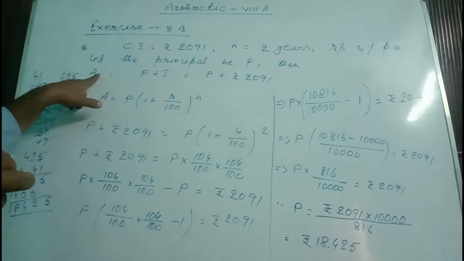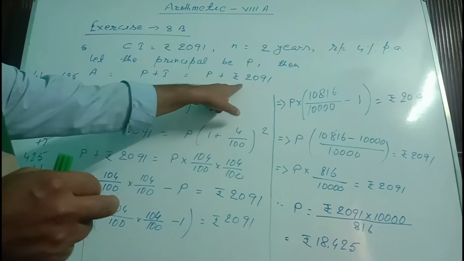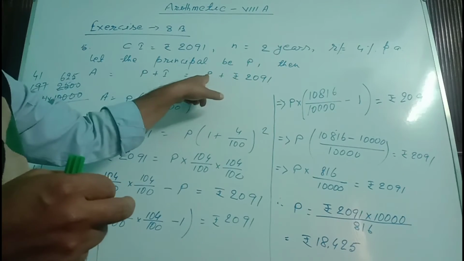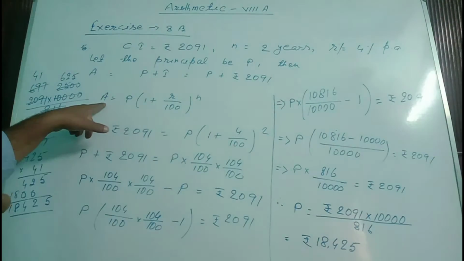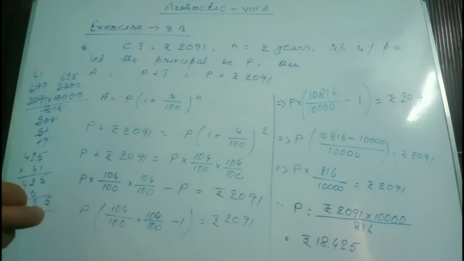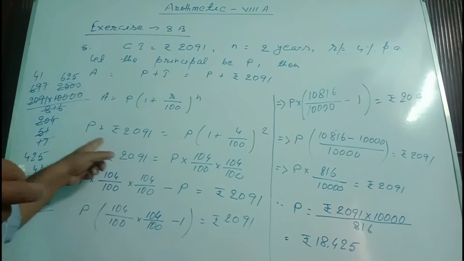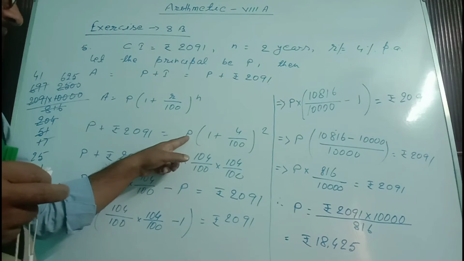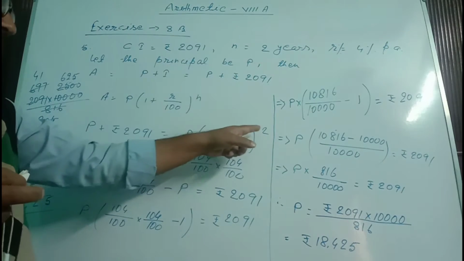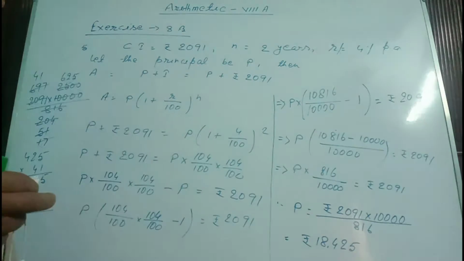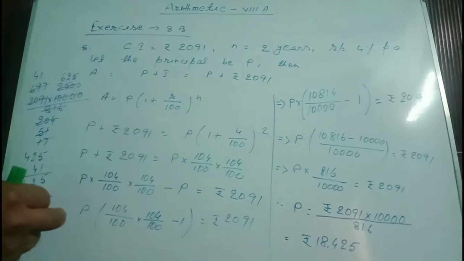First I got the amount equal to P plus I, that is P plus 2091. I means compound interest is 2091, so I added it to the principal to get the amount. Now we know the formula A equals P into (1 plus R by 100) to the power n. So A is P plus 2091, which I wrote here, equal to P into (1 plus 4 by 100) whole square. 4 is the rate of interest and this 2 is the time. This is the value we have to find out, the value of P.